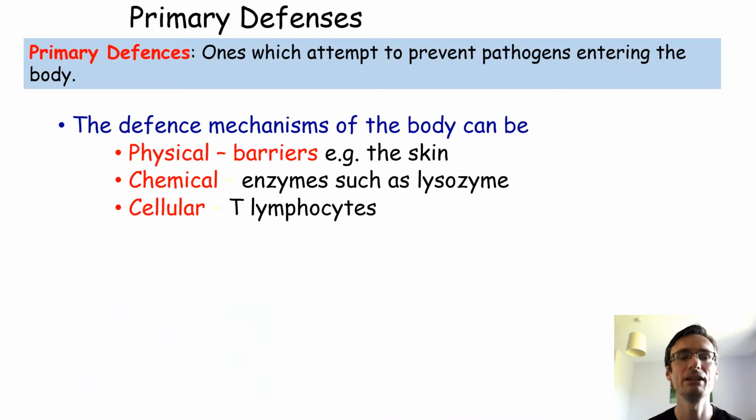Okay, but today we're going to be looking at the immune system in a sense. So first of all, you've got your primary defenses. Your primary defenses are the ones that stop the pathogens getting into your body. So it could be physical barriers such as skin, it could be chemical things such as lysozymes, or it could be even the T lymphocytes that are going to start facing them.